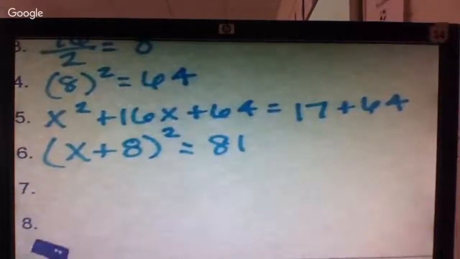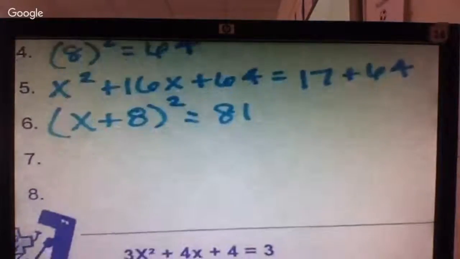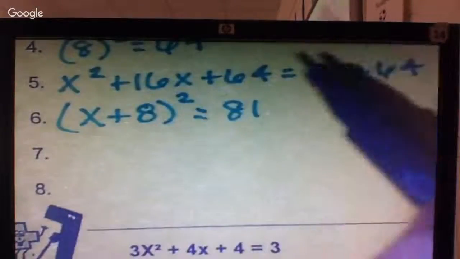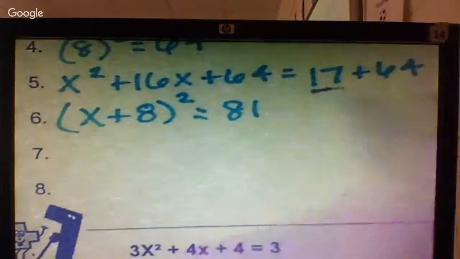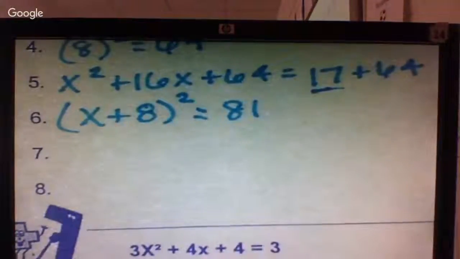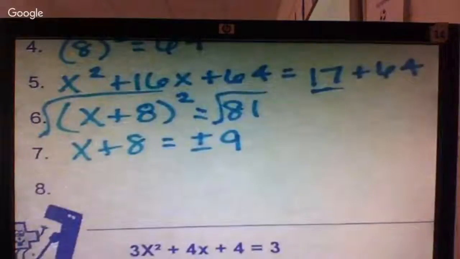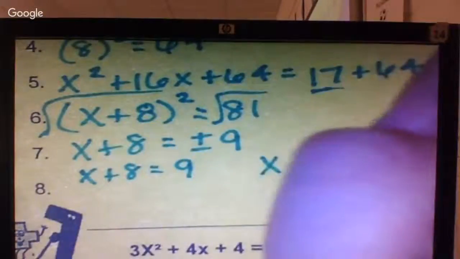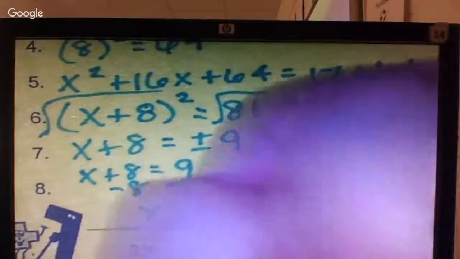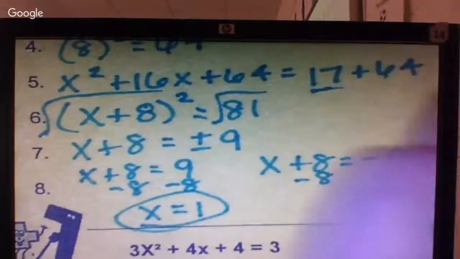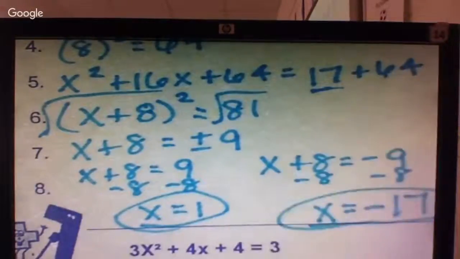Wait, hold on. Somebody said hold up. You good? Okay. So we take that 17 from number 1. The 17, you have to keep it. Because if you don't, you change the equation. Okay. So you square root both sides. X plus 8 equals plus or minus 9. And you get x plus 8 equals positive 9. X plus 8 equals negative 9. Subtract 8 from both sides. X is 1. And negative 17.